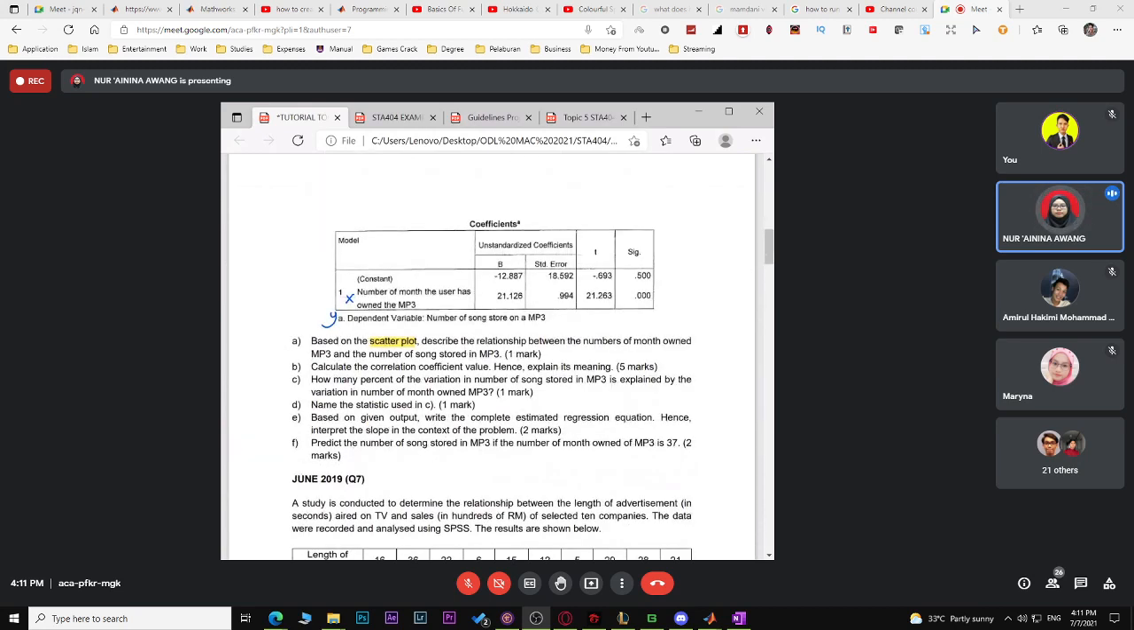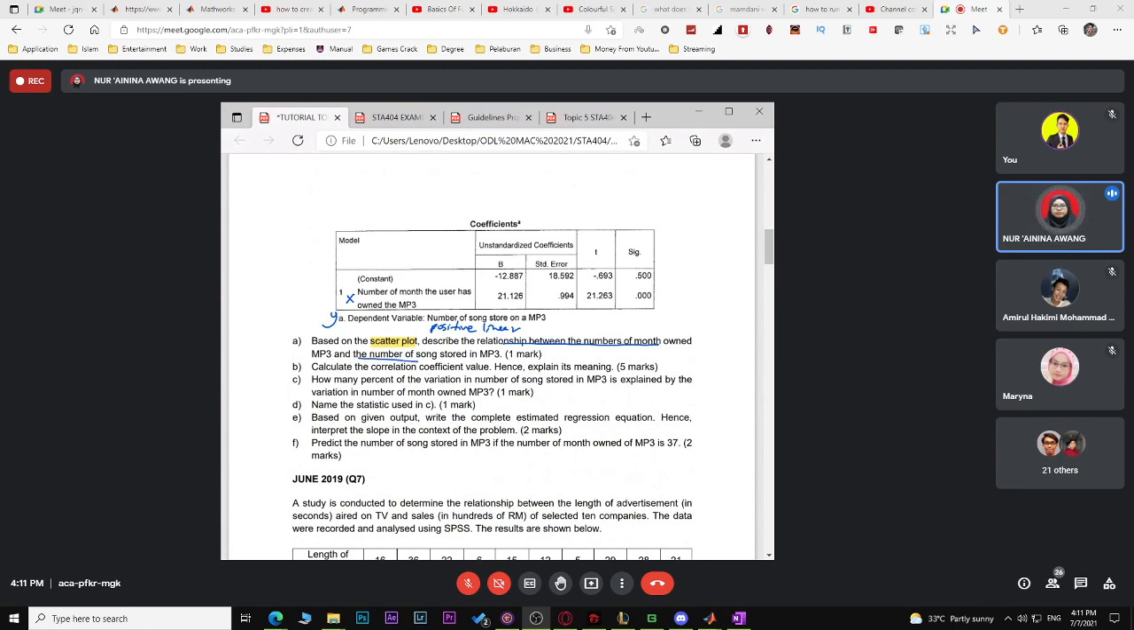Okay, so kita just kata there is a positive linear relationship between the number of months owned MP3 and the number of songs stored in the MP3. Kita kata positive linear relationship between your X and Y. So that is for the first question.